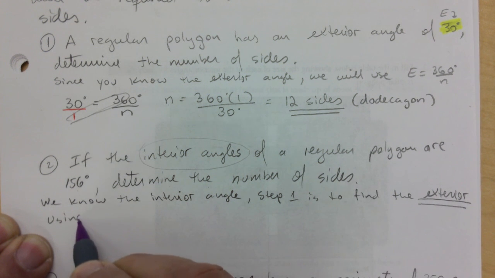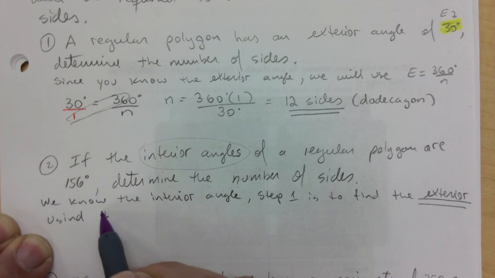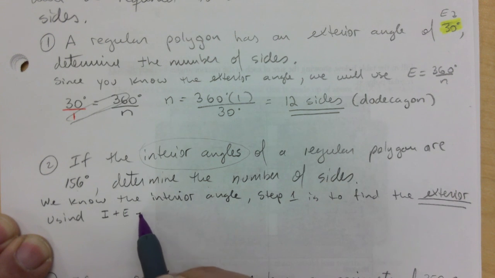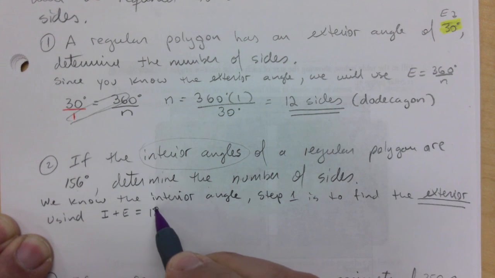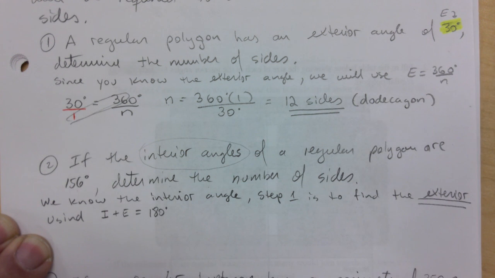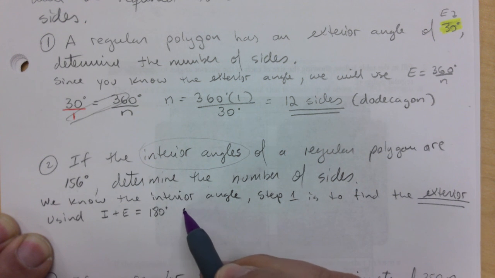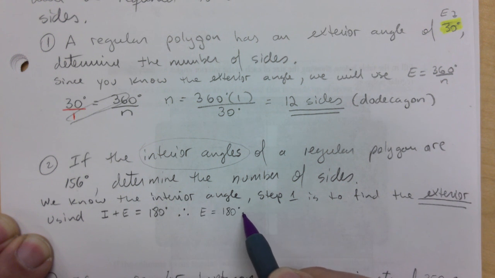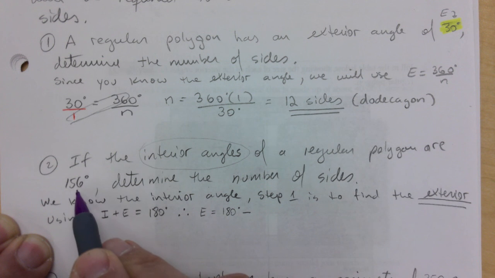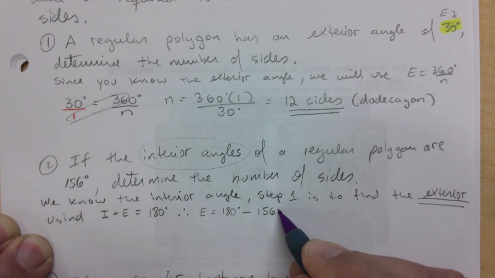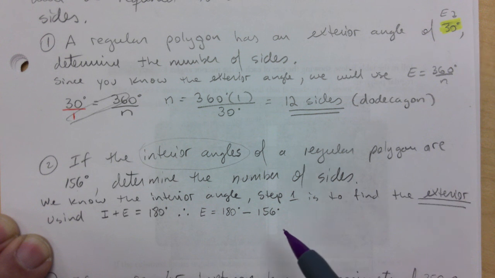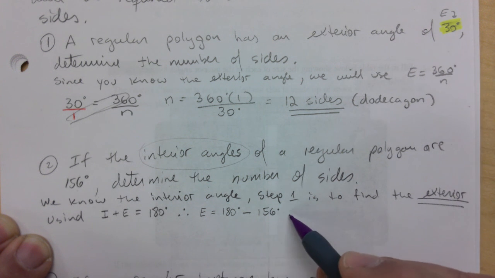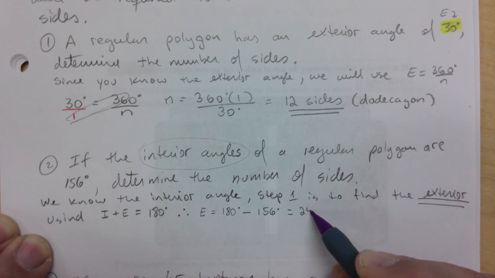Using the fact that the interior plus the exterior angle, they are next to each other, technically, they always add up to 180. Therefore, the exterior angle will be 180 minus the interior that you were given, which is 156 degrees. And that is equal to 24.